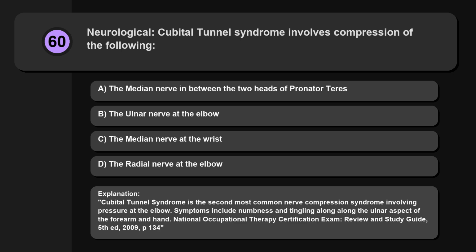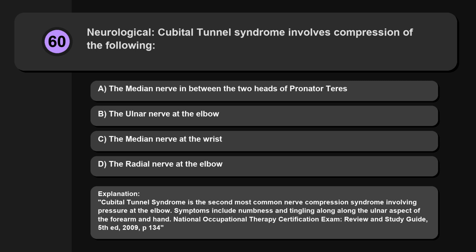Cubital tunnel syndrome is the second most common nerve compression syndrome involving pressure at the elbow. Symptoms include numbness and tingling along the ulnar aspect of the forearm and hand. National Occupational Therapy Certification Exam, Review and Study Guide, 5th ed., 2009, p. 134.